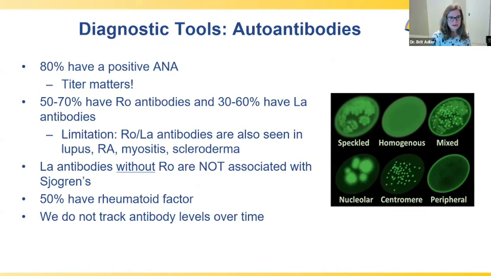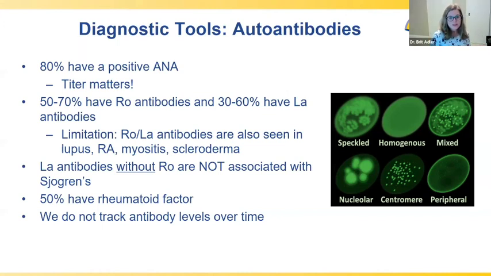Now, I'm just going to back up a little and explain what an ANA is, because it's probably one of the most common consultations I get as a rheumatologist. ANA stands for anti-nuclear antibody. Basically, when a patient has a positive ANA, it means they have some antibody in their blood that's binding or targeting something in the nucleus of the cell.